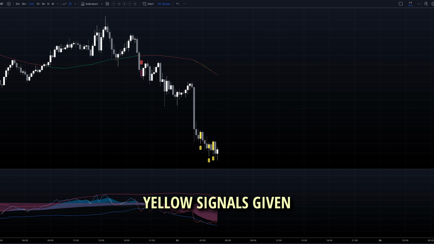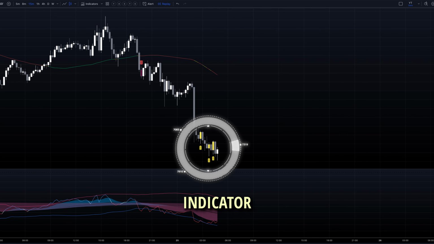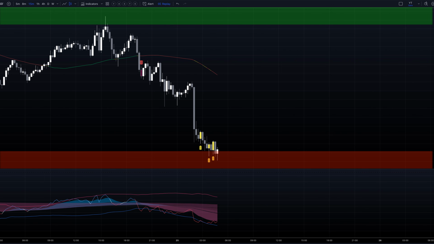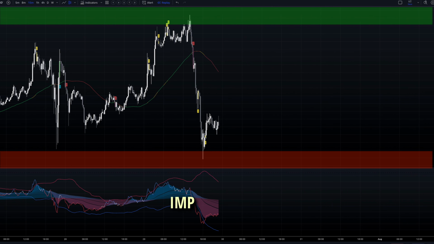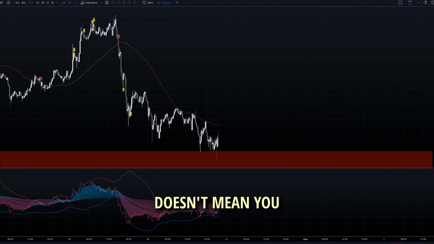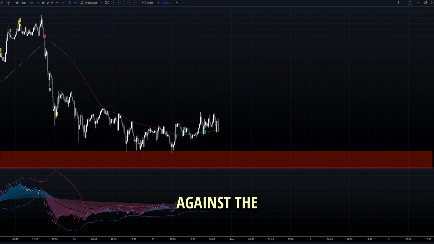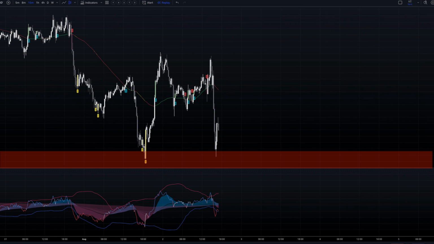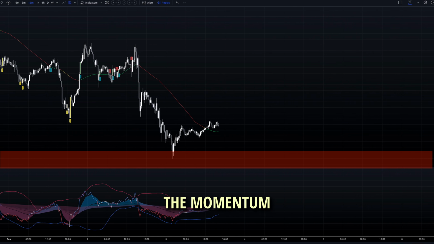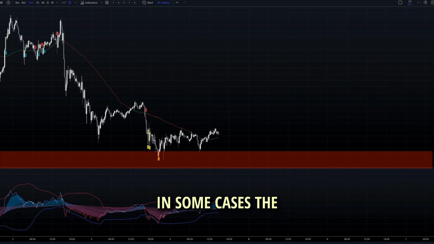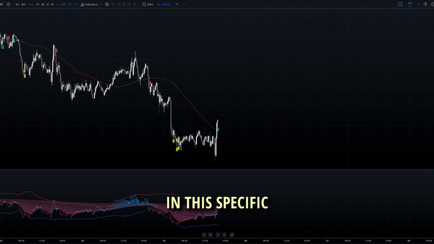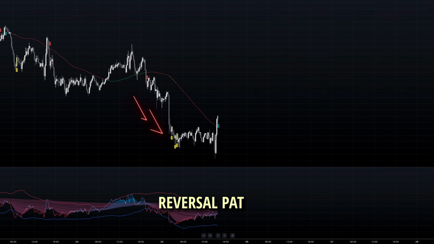Take a look at these yellow signals given by the Crude Scalp indicator. They suggest that the price is either overbought or oversold, as in this case. However, it's important to understand that this doesn't mean you should immediately enter a trade against the prevailing trend. When the price hits these overbought or oversold regions, it often signals that the momentum is getting stronger. In some cases, the price might continue in the same direction for a while. In this specific example, though, we see a textbook reversal pattern.